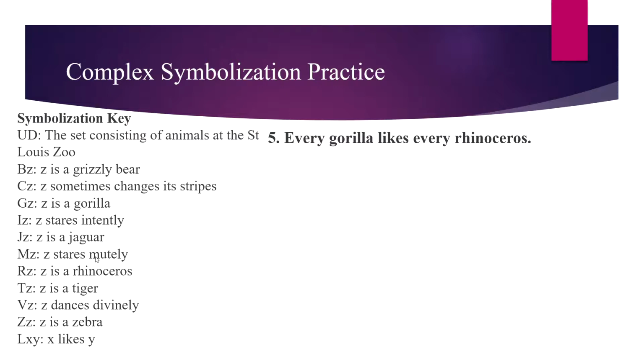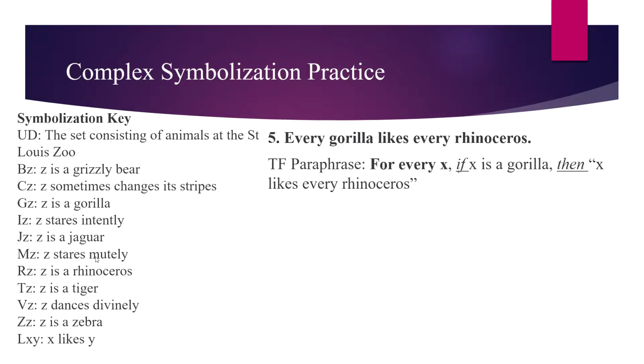And we can start thinking about it like this. So this is our half-done truth functional paraphrase. For every x, if x is a gorilla, then x likes every rhinoceros. Now we need to do some more work to get x likes every rhinoceros into a paraphrase we can actually symbolize, but it's a good start. So we know our symbolization is going to look like this, and now we just need to figure out the consequent.